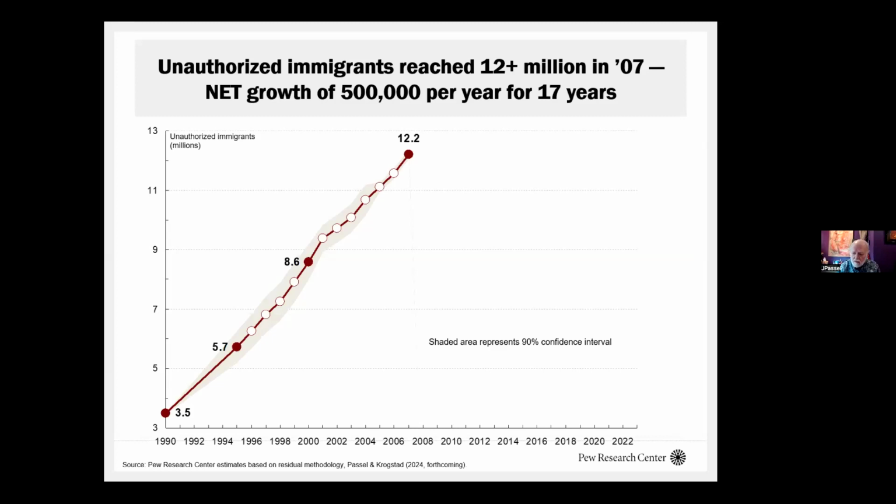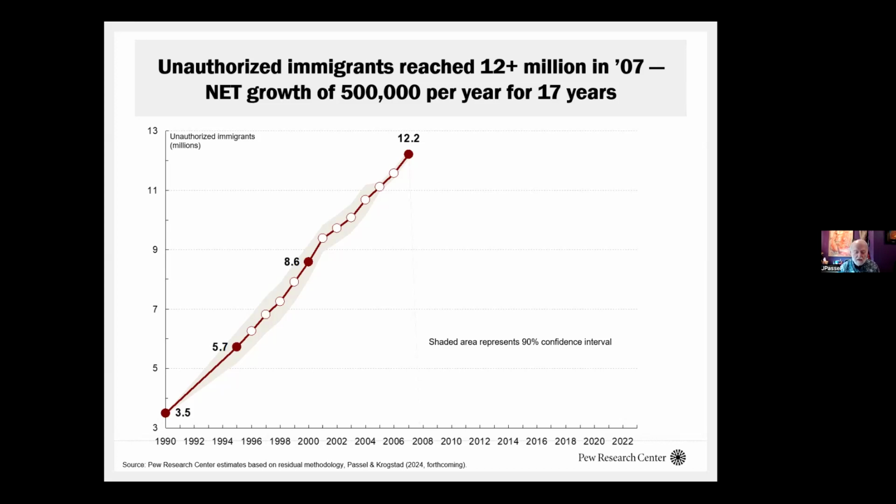The unauthorized immigrant population in the US grew rapidly, about 500,000 a year from 1990 to 2007. It went up to a little over 12 million and was a major policy concern throughout this. And 500,000 growth in the population is not insignificant.